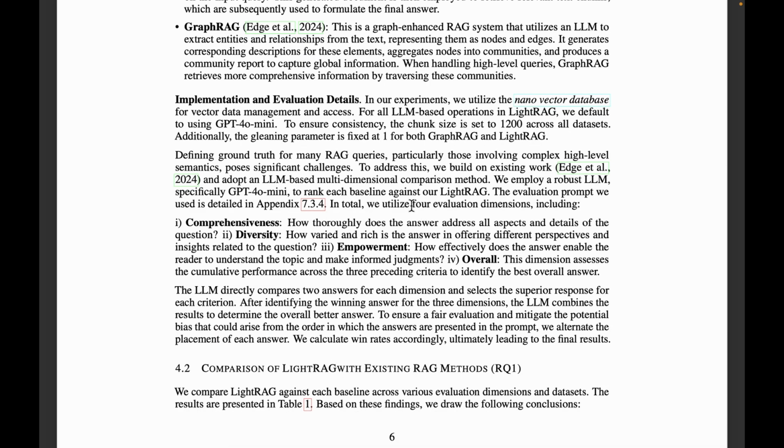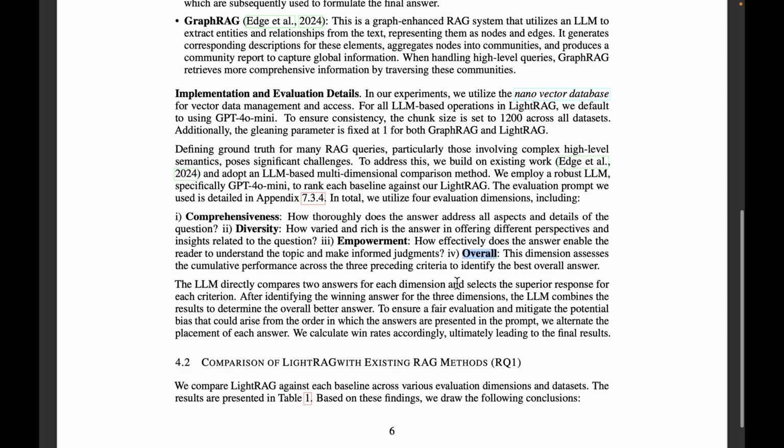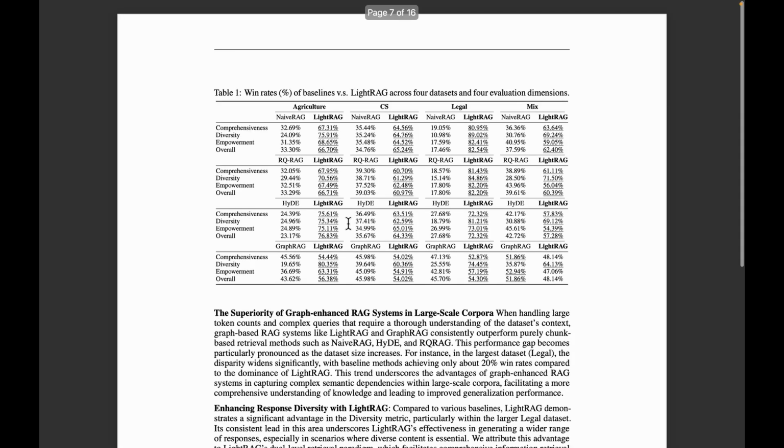For evaluation, they are looking at 4 dimensions. One is comprehensiveness, where they look at how thoroughly the answer addresses all aspects and details of the question. Then diversity, as in how varied and rich the response to the user's question is. Also empowerment, as in how effectively the answer enables the reader to understand the topic and make informed judgments. And overall, where they check the cumulative performance across all of these 3 dimensions. So that's pretty much it.